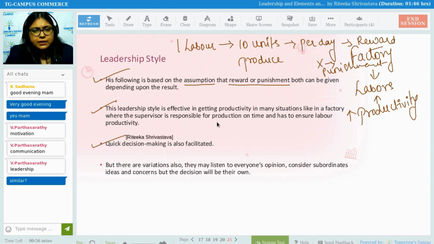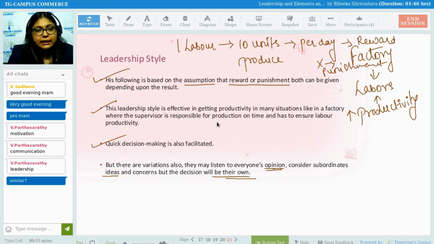Quick decision making is also facilitated because there is only one person who is deciding everything for everyone. He is not going to take any suggestions, any opinions from anyone. He will be the only one who will be deciding everything. So of course, it's a quick decision. There are variations also. They may listen to everyone's opinion, consider subordinates' ideas and concerns, but the decision will be their own. Now, one of the ways is they will not listen to the subordinates at all. But the other way can be, they will say, okay, fine, you all can come, give me your suggestions, give me your ideas, but ultimately, I'll be doing whatever I want.